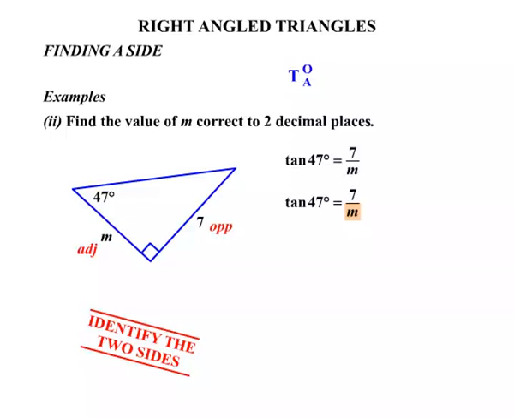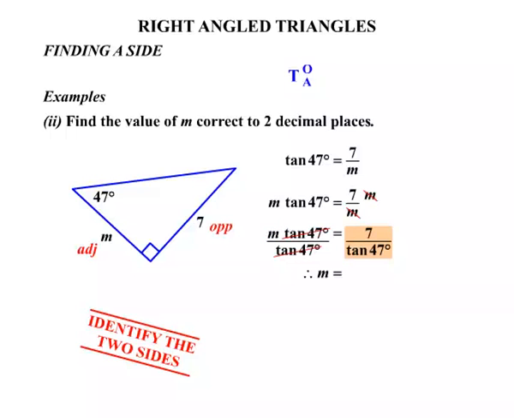Alright, so we need to multiply both sides by that m such that the fractions will disappear, so those m's will cancel there. So we've got m times tan 47 equals 7, and because m is multiplying by that tan 47, to get rid of it, let's divide through by tan 47. On the left hand side they will cancel, so we do have m by itself.